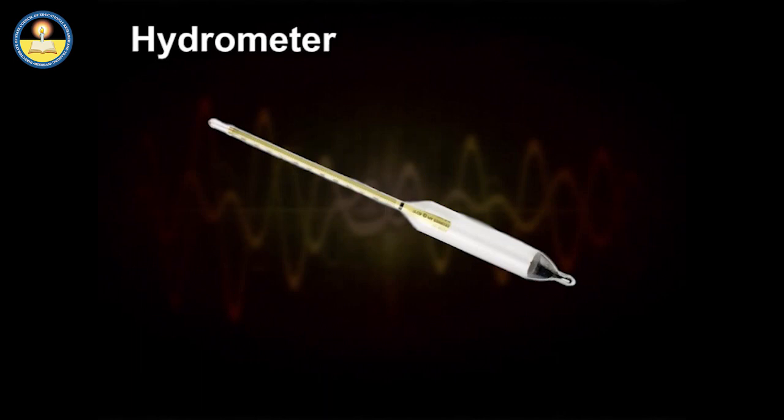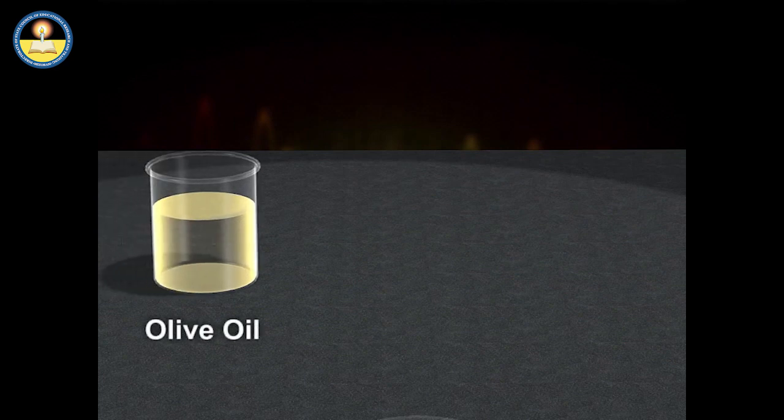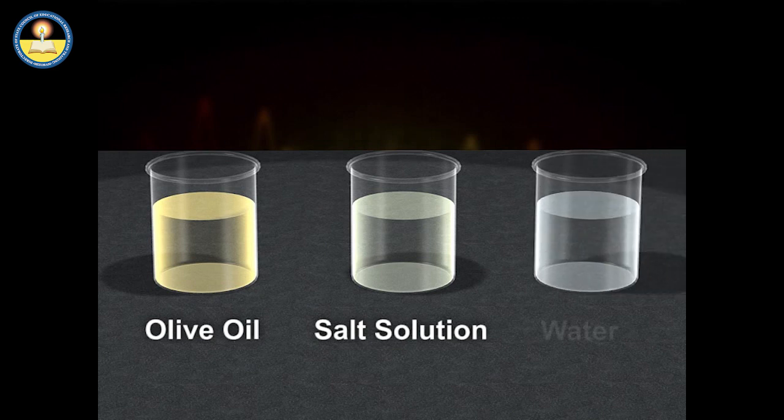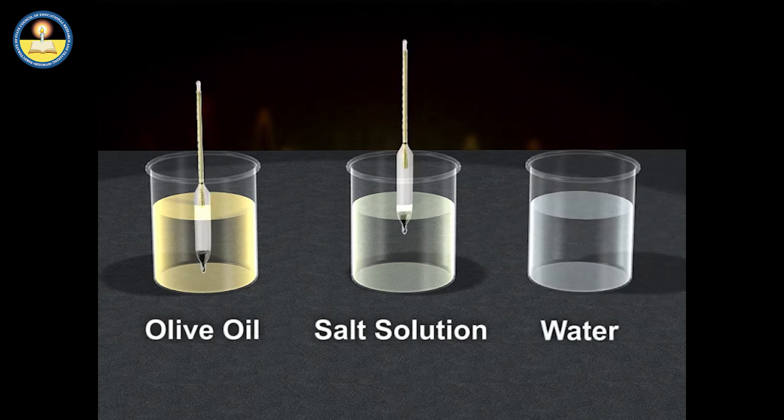A hydrometer is a device used to measure the density of a given liquid. It also works on the Archimedes Principle. Let us take 3 beakers containing olive oil, salt solution and water respectively. A hydrometer is placed in each beaker, which measures the density of the liquid. The sinking of the hydrometer shows the density of the liquid. As in the case of olive oil, it sinks the most. That is, the buoyant force in olive oil is less, therefore the density of olive oil is also less. It sinks the least in salt solution, that is, the buoyant force in salt solution is more. Thereby, the density of salt solution is also more.